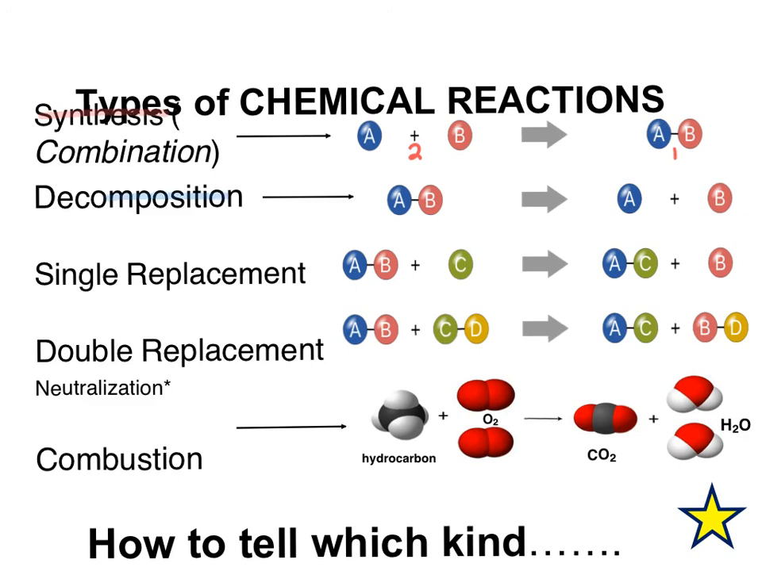Decomposition, however, is opposite of my synthesis, where I start with 1 and I end with 2. These are extremely easy to follow because you're either starting with 2 and ending with 1 or starting with 1 and ending with 2. So combination or synthesis is when I'm combining 2 individual elements, and decomposition is when I'm taking apart or breaking apart a compound. We're going to get into more detail about the differences between single replacement and double replacement below. But as a reminder, combustion is important to note because I'm always going to see these as my products.